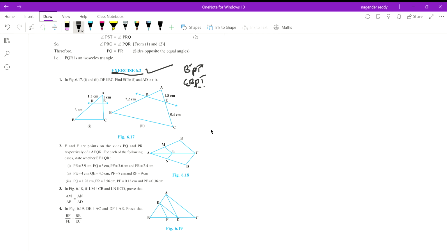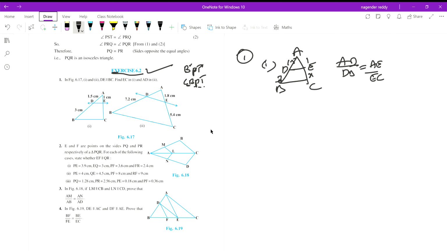Now see the first question, first bit. The triangle ABC is given, and DE is drawn in it. Here 1.5 is given, and 1, and we have to find this one, and this is 3. We know the basic concept of the Basic Proportionality Theorem is AD by DB is equal to AE by EC. AD is 1.5, DB is 3, and 1 by x. Just do cross multiplication, then you will get x is equal to 3 by 1.5, that is 2. X is equal to 2.